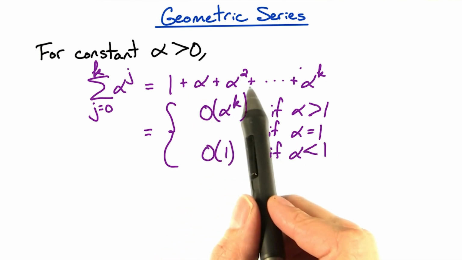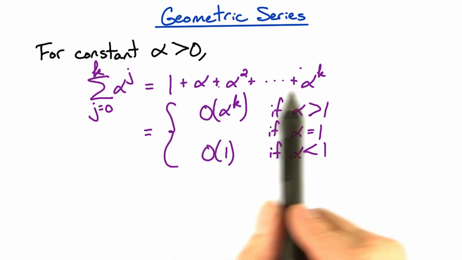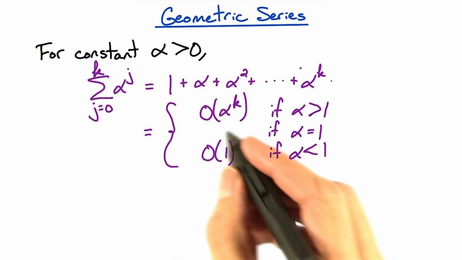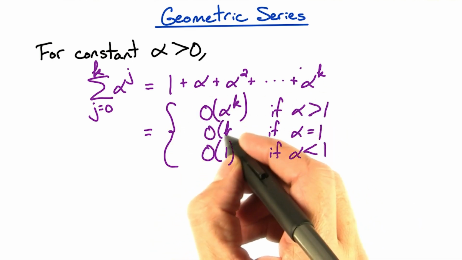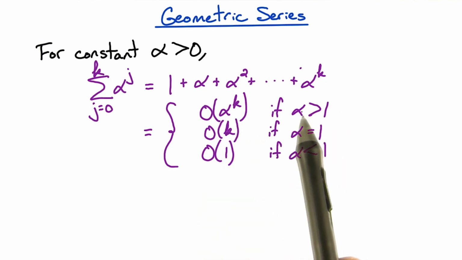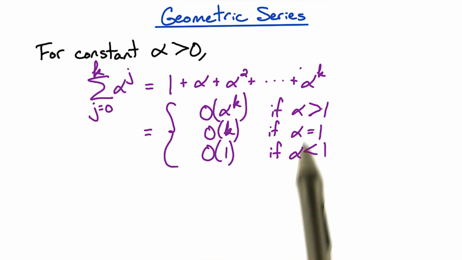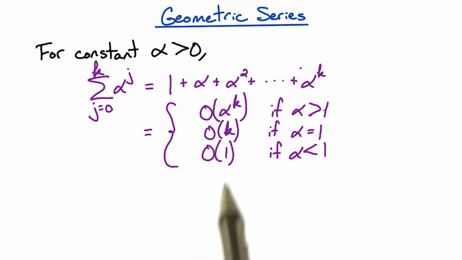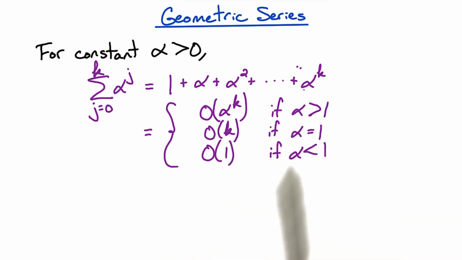Then every term is exactly 1, and the number of terms is k plus 1, so the whole thing is on the order of k. This first case, where alpha is bigger than 1, is what arises in the recurrence we just analyzed. In that case, alpha equals 2, and what we saw there was that the last term dominates.